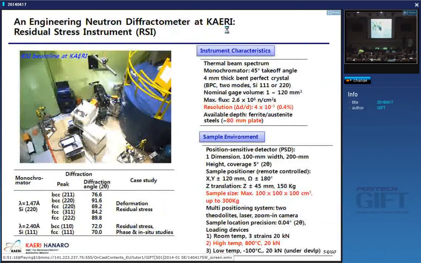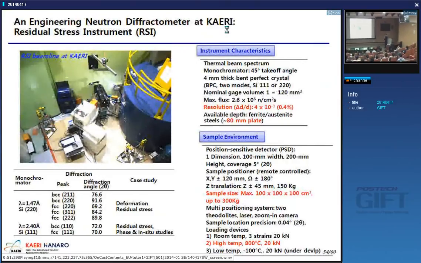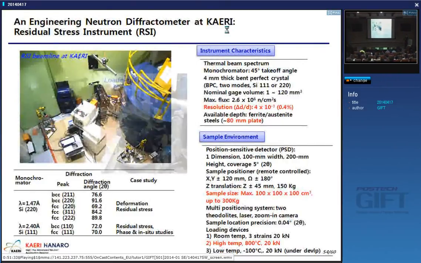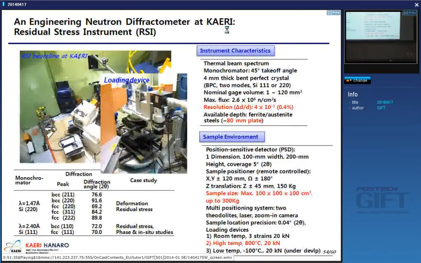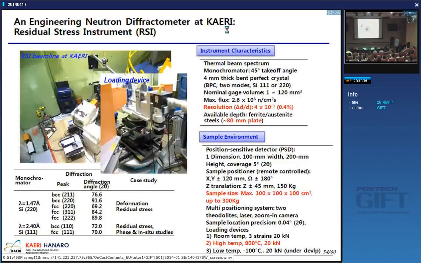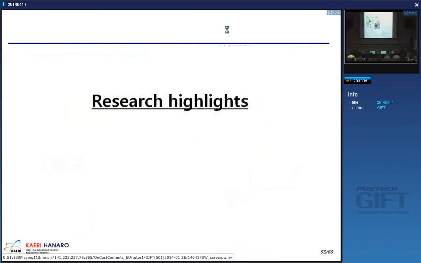I want to point out, your sample should be less than 1 meter by 1 meter by 1 meter. We prefer about 30 centimeter size, easy to handle. Recently we developed a high temperature furnace, so it goes up to about 800 degrees C. And we are developing a low temperature device using liquid nitrogen. So some people want to know what happens at high temperature and low temperature. It makes the instrument site busy.